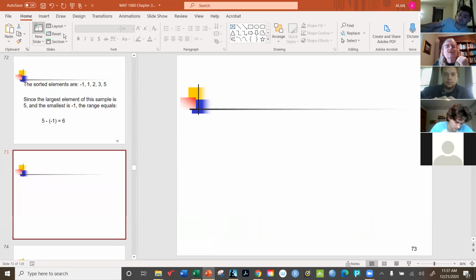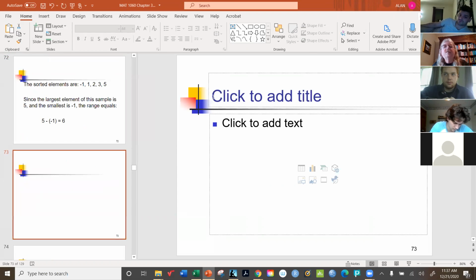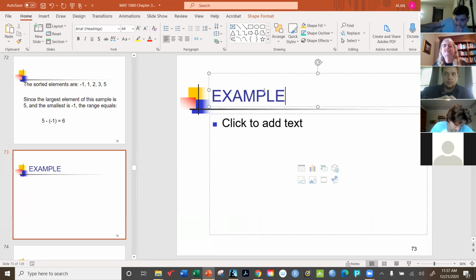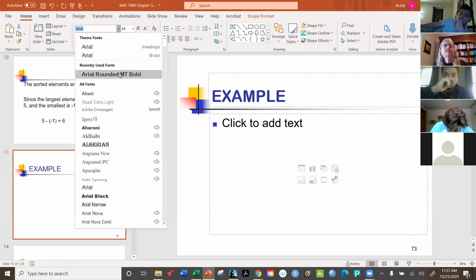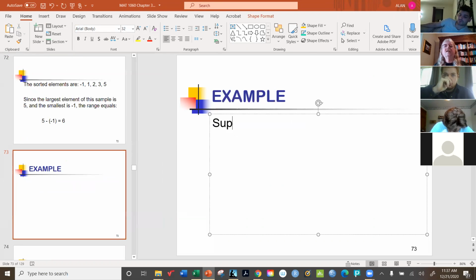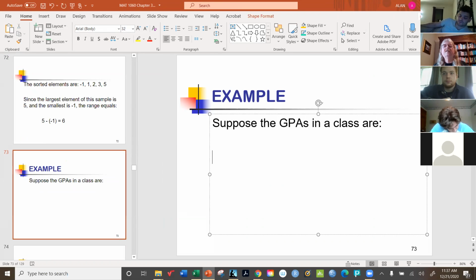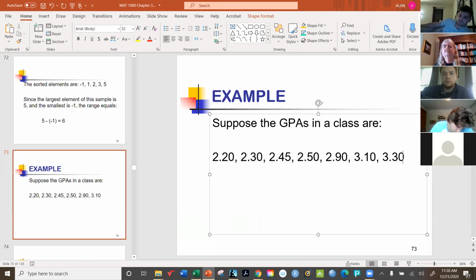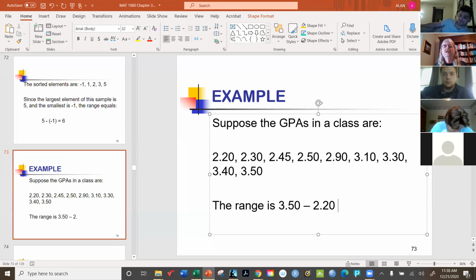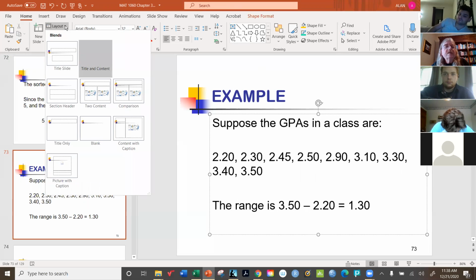I can't help it. Let's throw in another quick example here. I think it's good to have plenty of examples. So suppose the GPAs in a class are, and now sort them out. We got somebody who's not doing so well. The range would be 3.5 minus 2.2, which is just 1.3. It's that simple. Okay, that's all we need to know.